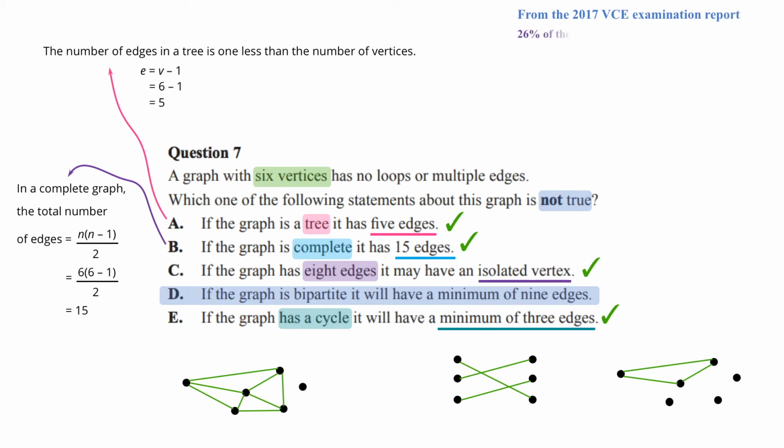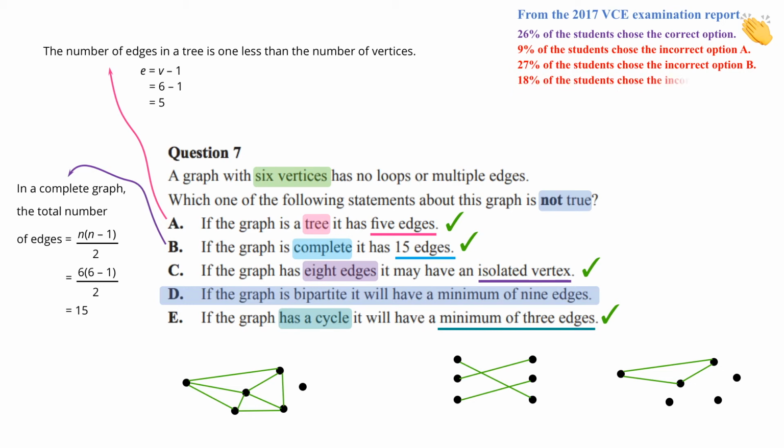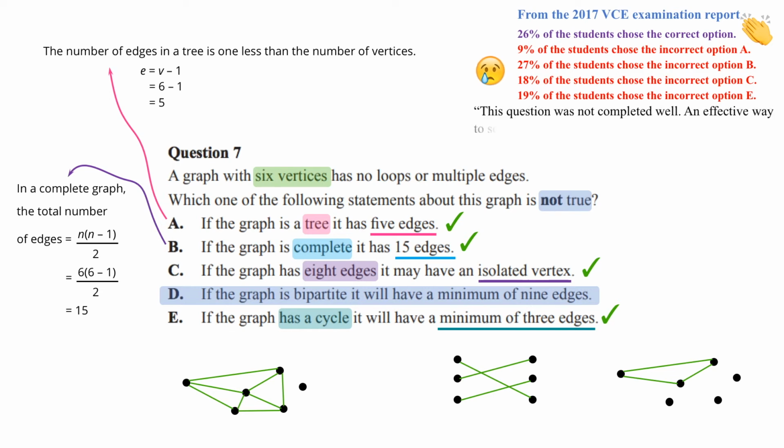From the 2017 VCAA examination report, 26% of the students chose the correct option, and various percentages of students chose one of the incorrect options. This question was not completed well. An effective way to solve this question was to check each option separately with the aid of a diagram.